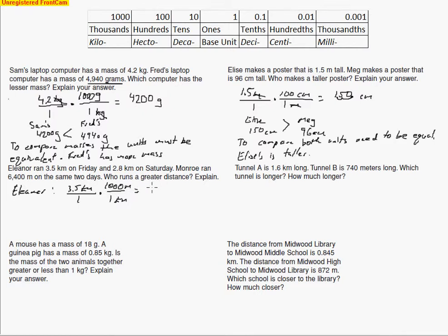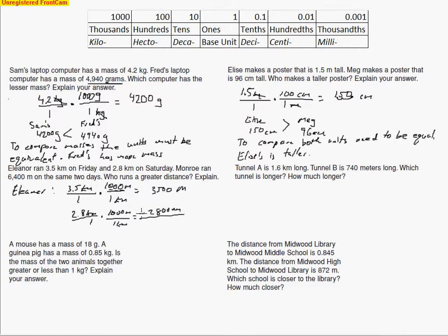So that ends up making 3,500 meters, because we have to move that decimal 3 spaces because there's 3 zeros. Well, we have to do the next one, which would be 2 8/10 kilometers. We're going to multiply that by 1,000 meters again to change it to meters. And when we do that, we get 2,800 meters.